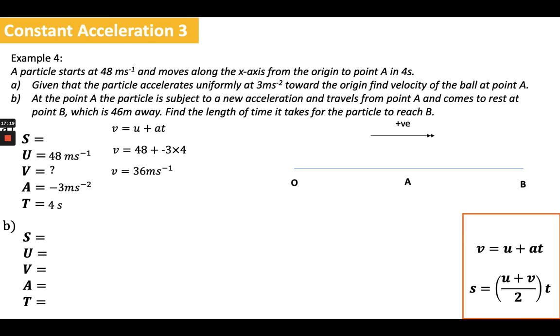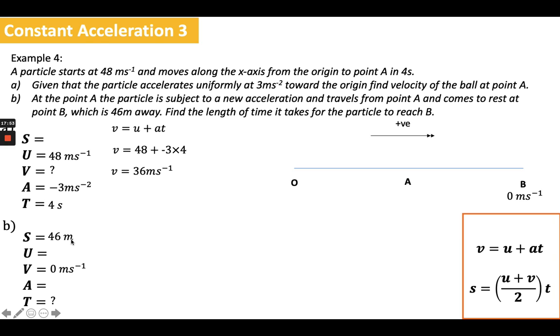So I'm going to go from here. At point A, the particle is subject to a new acceleration and travels from point A and comes to rest at point B, which is 46 meters away. Find the length of time it takes for the particle to reach B. So again, I go through all of part B and collect all the information. It comes to rest at point B, that's the far end. So at B, V is 0 meters per second. It says that's 46 meters away, so my displacement is 46 meters. And it says find the length of time that it takes the particle to reach B.